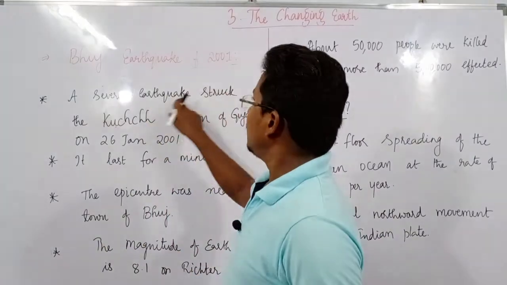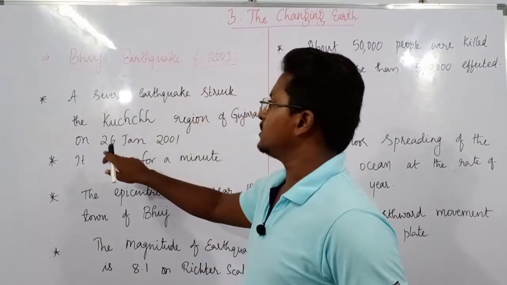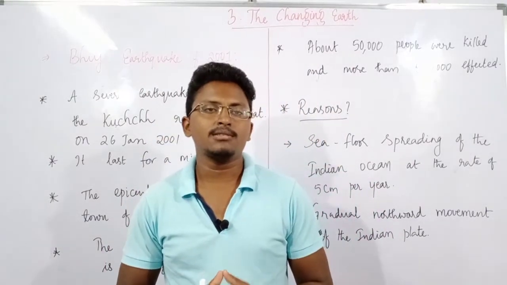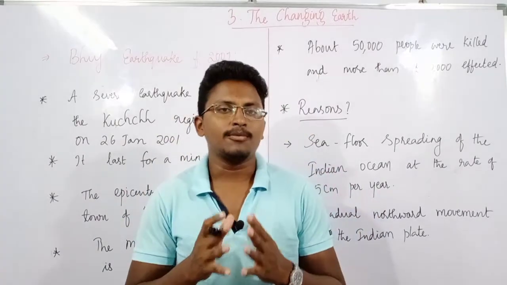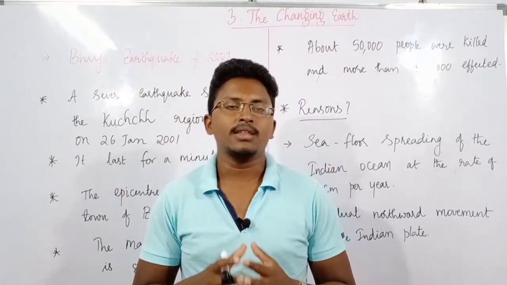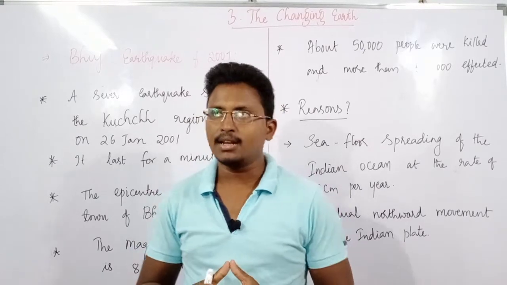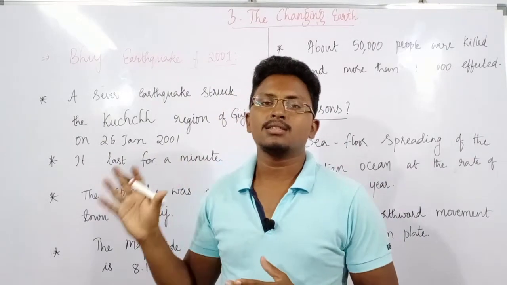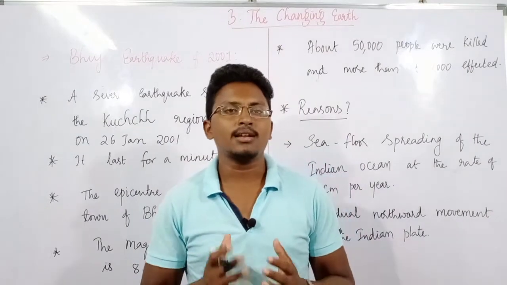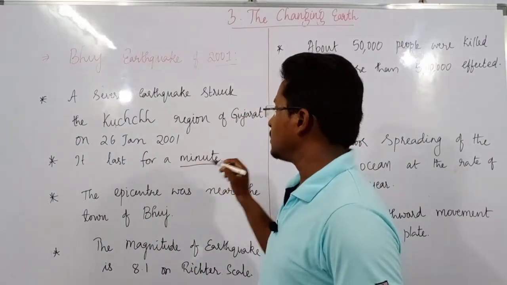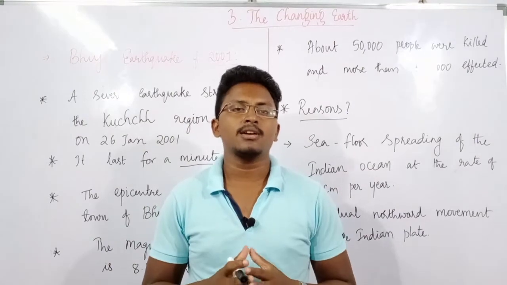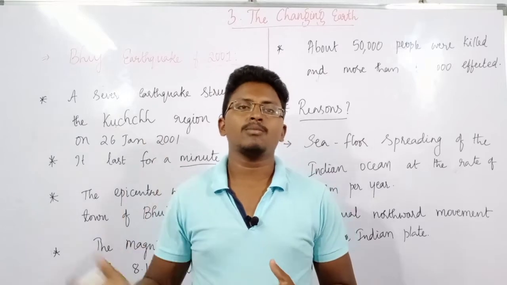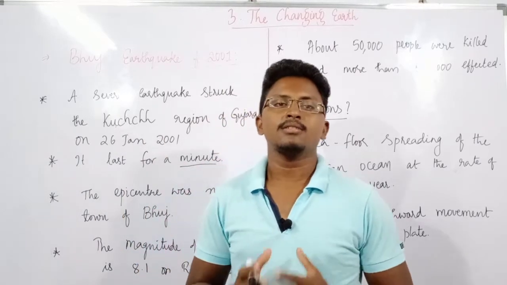This earthquake occurred in the Kutch region of Gujarat on 26th January 2001, at 8:45 in the morning. That means on 26th January, the date of our Republic Day, which we celebrate. On this particular date in 2001, in the region known as Kutch, this earthquake occurred. It lasted for almost a minute, but usually normal earthquakes last for 10, 15 or 30 seconds. If it lasts for more than a minute, it is very destructive as well as very dangerous.